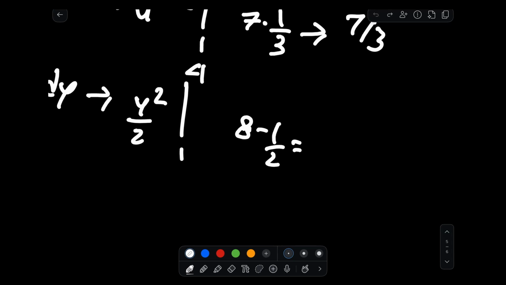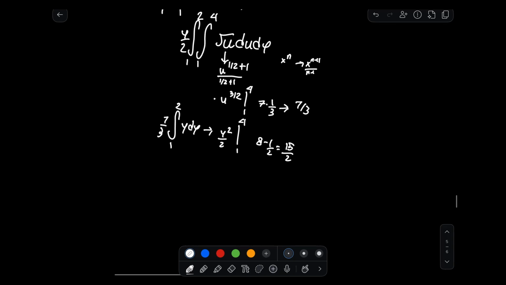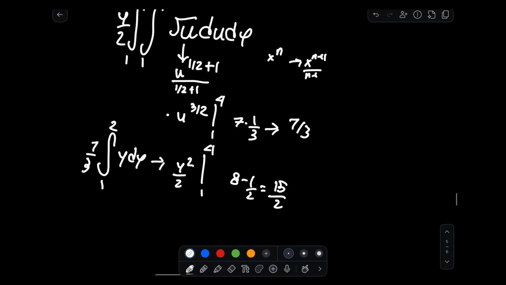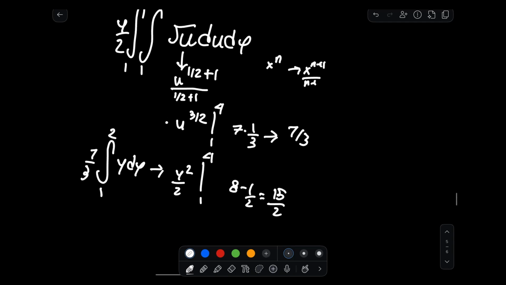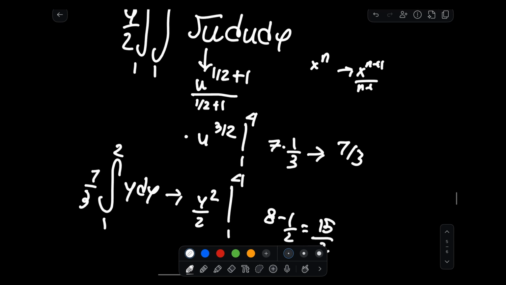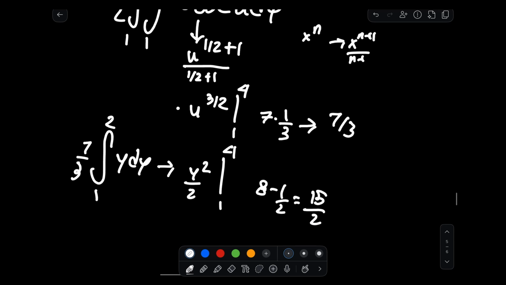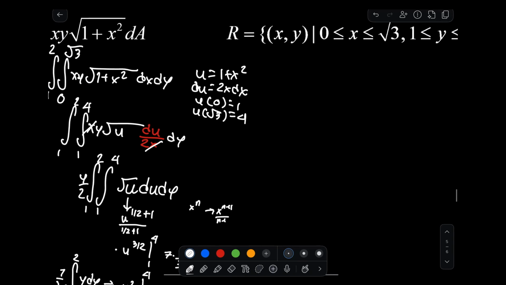No, it's going to become 15 halves. What am I doing today? Jeez Louise. And then our result would be 15 over 2. Did I make a mistake over here when I was doing my differentiation? 2 over 3 is 1 over 3. 7 over 3 times 15 over 2. Let me double check actually.